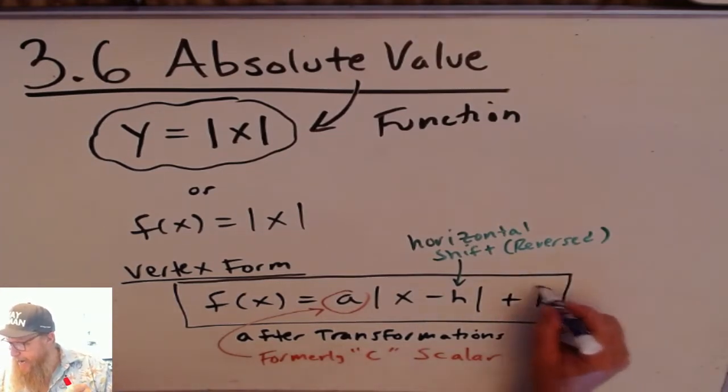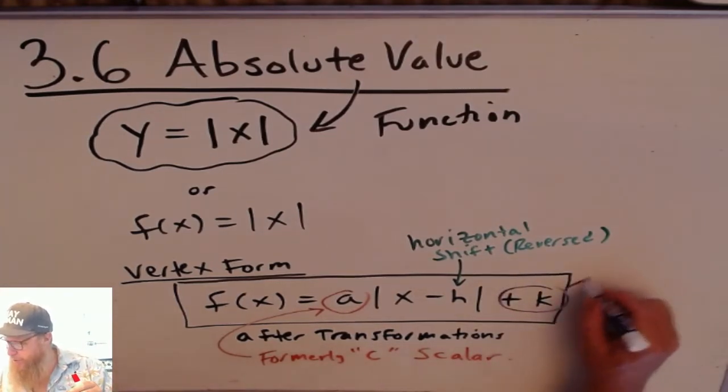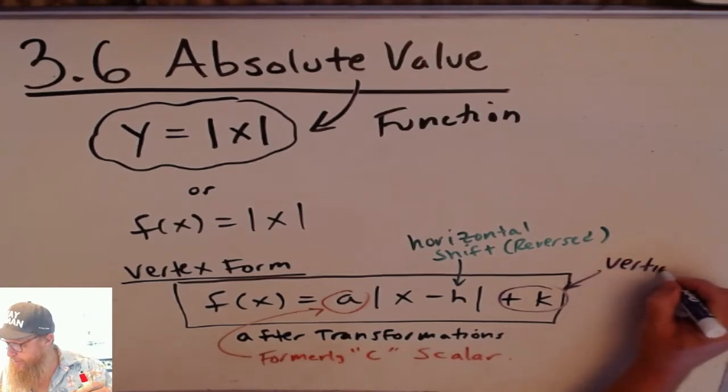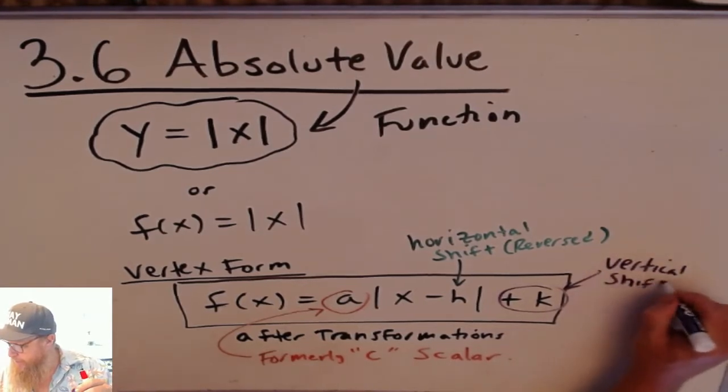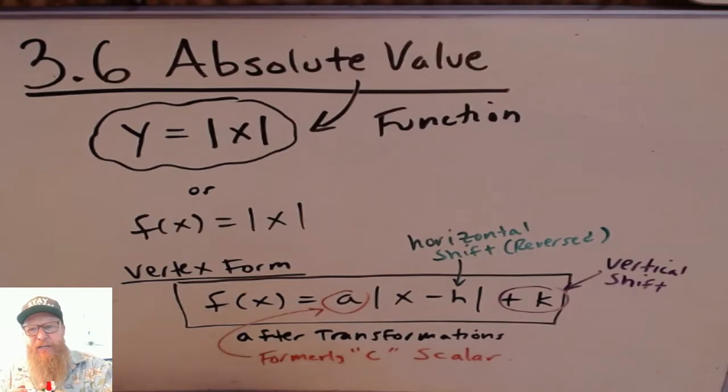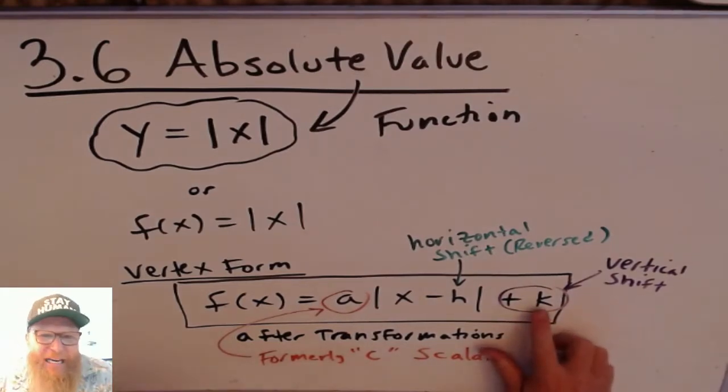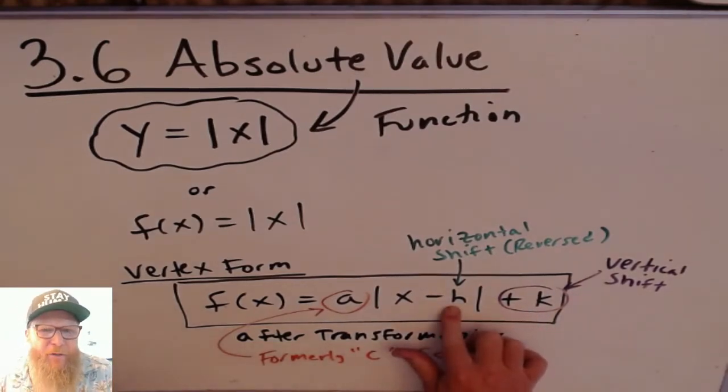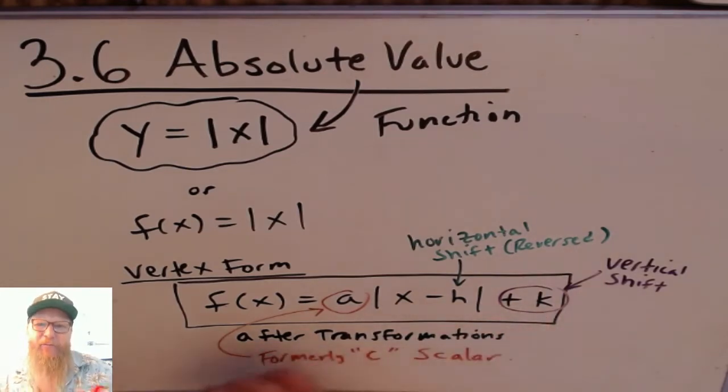And then the k is the vertical shift. It'd be cool if we used the letter V for vertical. We do use h for horizontal, but we use k typically for vertical.